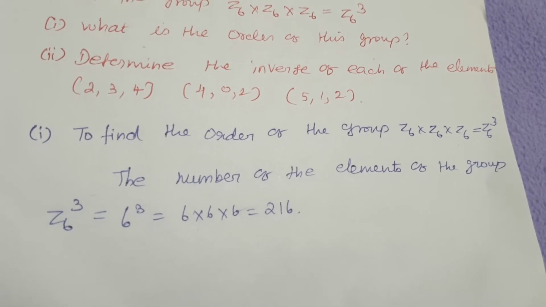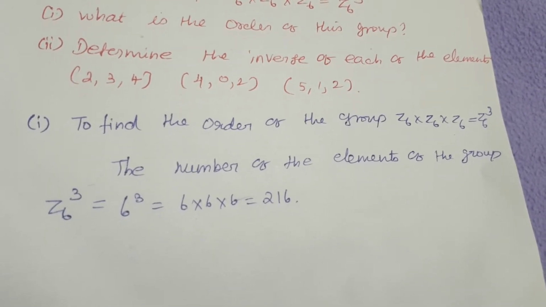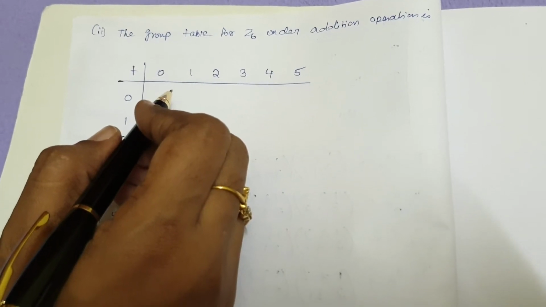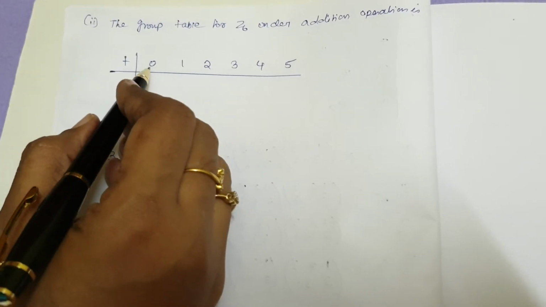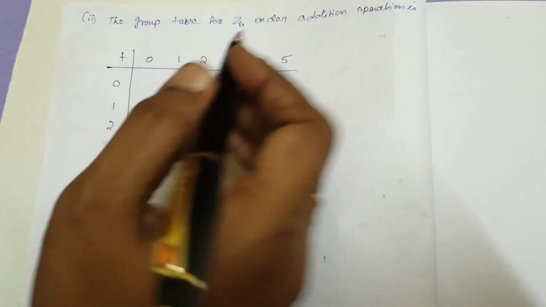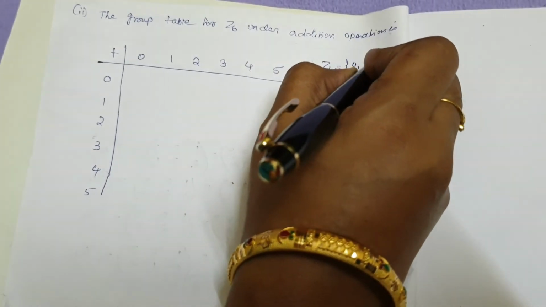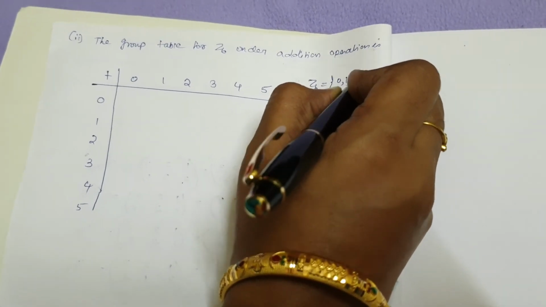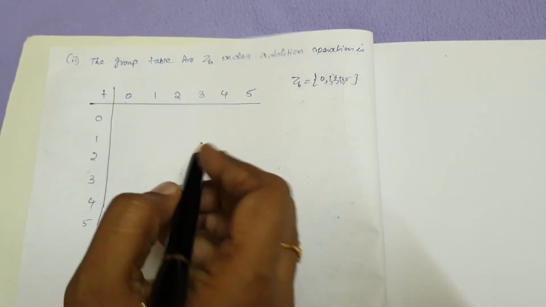So in the next question they asked to determine the inverse of each of the elements. For that we need to find the following table. The group table for Z6 under the addition operation is 0 to 5. So in Z6 we have 6 elements, from 0 to 5: 0, 1, 2, 3, 4, 5. So we consider 0 to 5 here, and also 0 to 5 here.